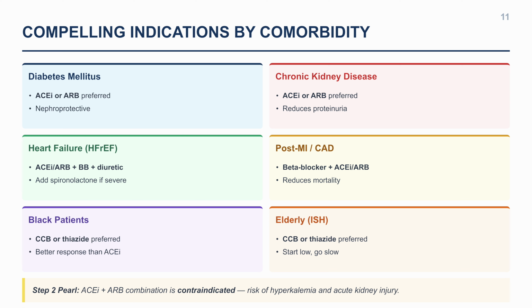The preferred combination is a beta blocker plus an ACE inhibitor or ARB, which reduces mortality. In Black patients without other compelling indications, calcium channel blockers or thiazide diuretics are preferred over ACE inhibitors, as they generally respond better. In elderly patients with isolated systolic hypertension, calcium channel blockers or thiazide diuretics are preferred. Start low. Go slow. Step 2 Pearl. Combining an ACE inhibitor with an ARB is contraindicated because it markedly increases the risk of hyperkalemia and acute kidney injury.